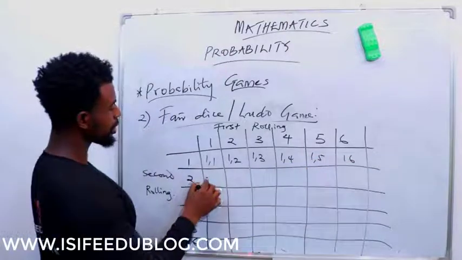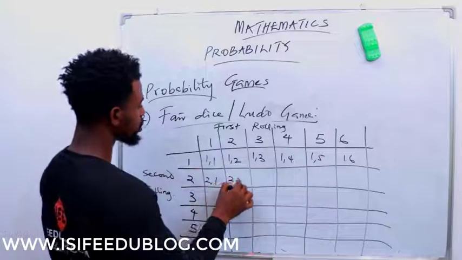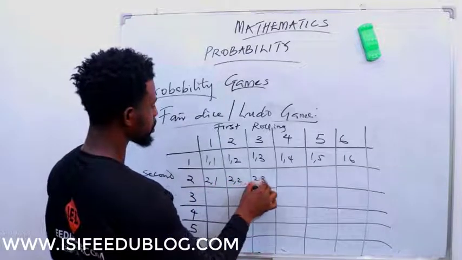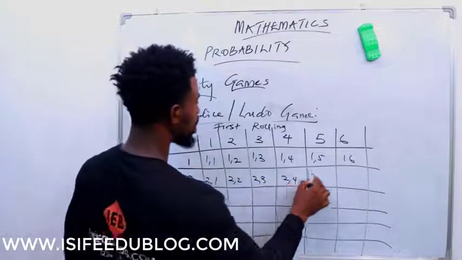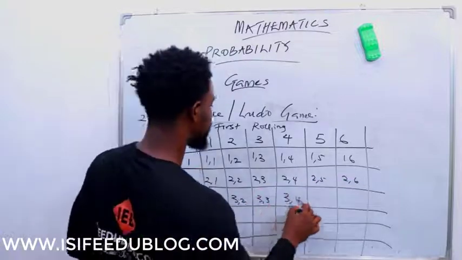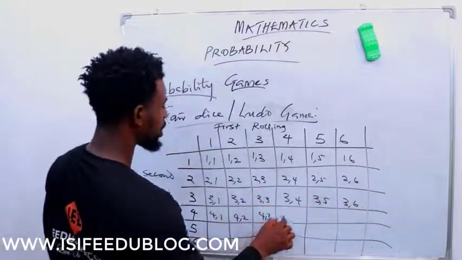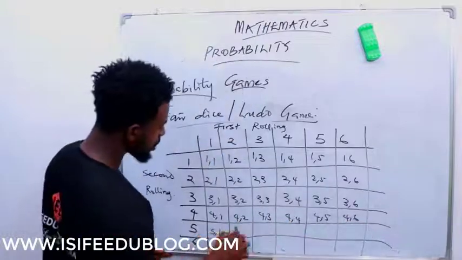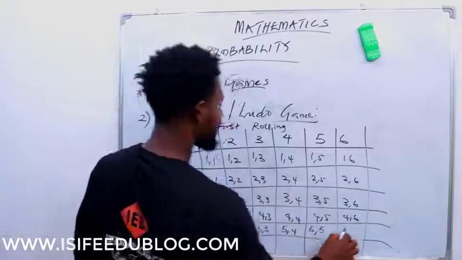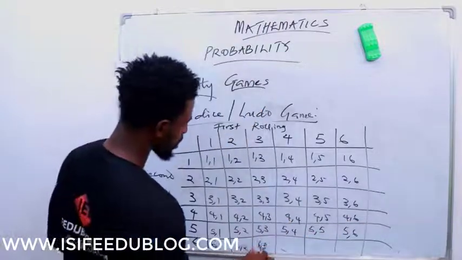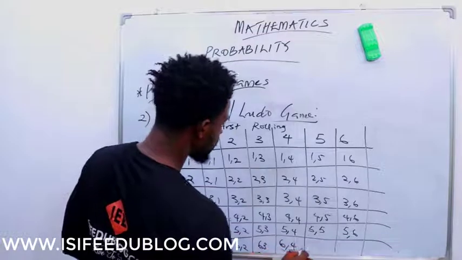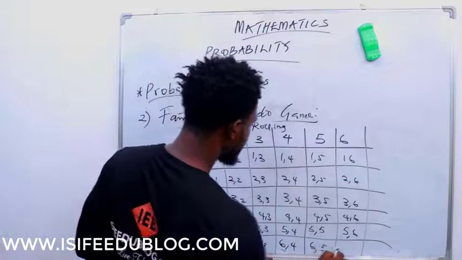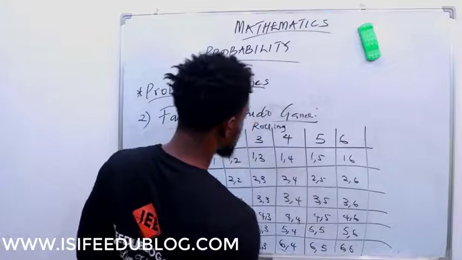Here we have 2, 1. Here we have 2, 2. Here we have 2, 3. Here we have 6, 4. Here we have 6, 5. Here we have 6, 6.